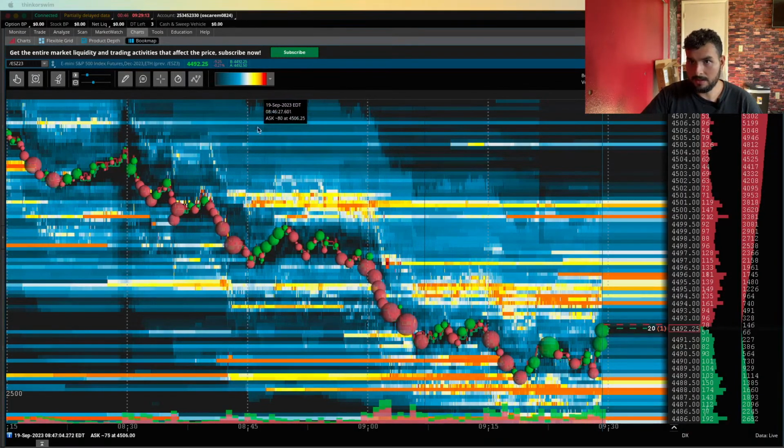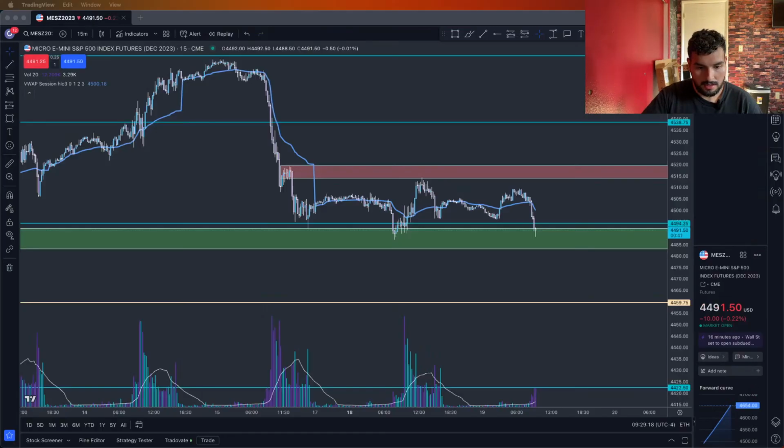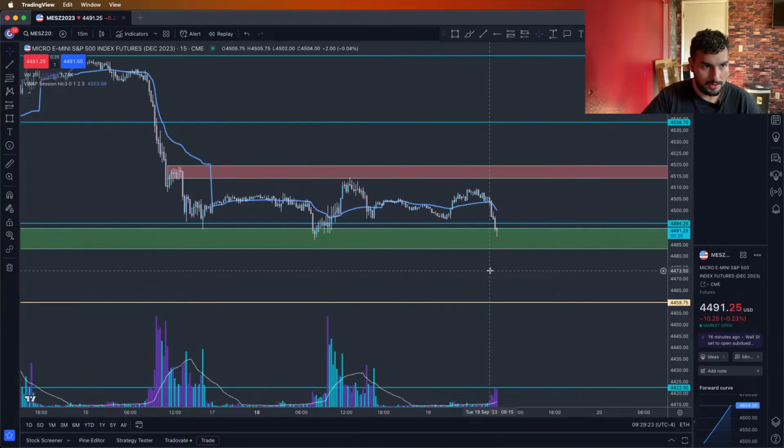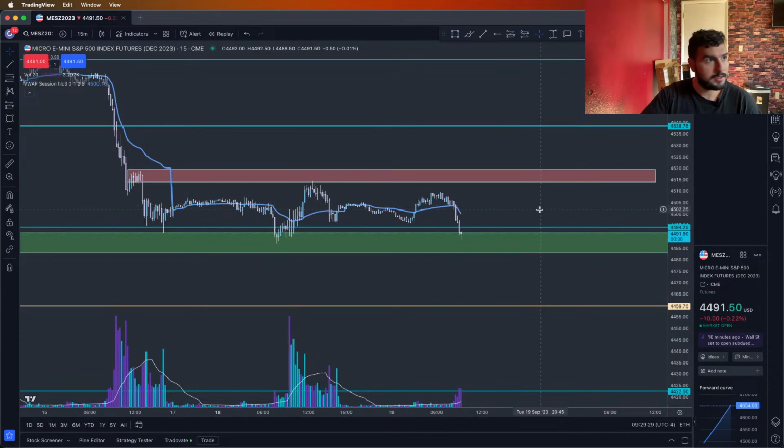But we have this demand zone here on the chart. Let me pull it up for you guys. There it is. So we're in this demand zone. If we can see some type of bounce and reclaim this level, make this level as support, then I'd be willing to take some buys.